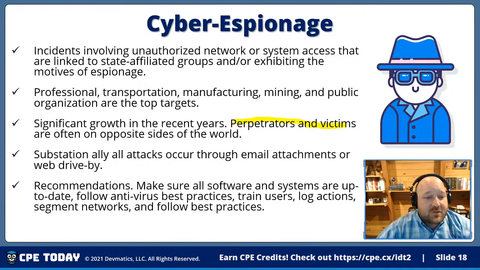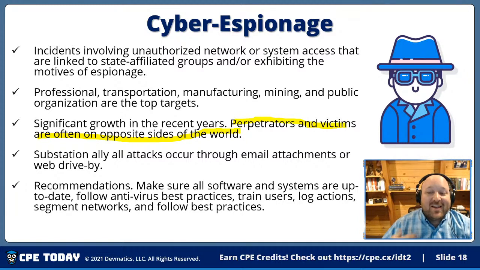Perpetrators and victims are often on opposite sides of the world. And it's important to remember that the borders of the United States do not apply to the internet. You could have a company here in beautiful Big Bear Lake, California, and you could be compromised by a person, again, halfway around the world, in a country where our laws do not apply.